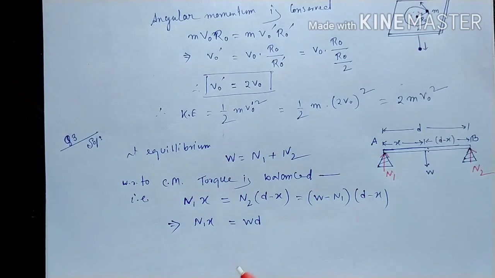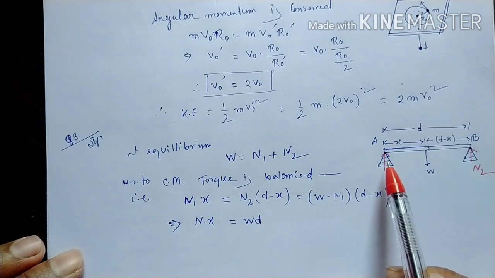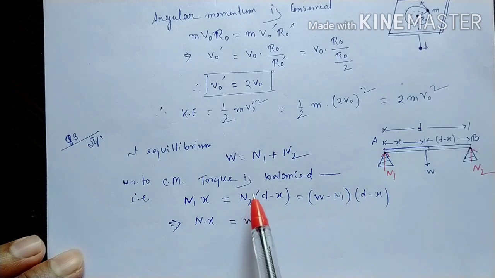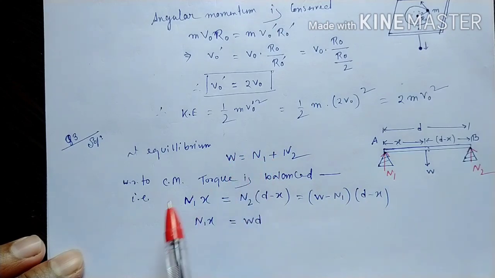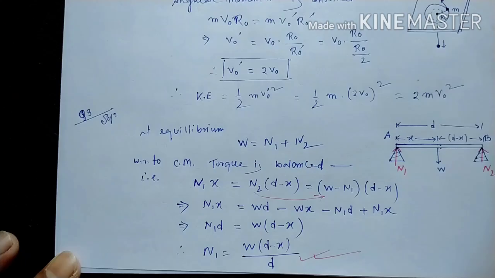Since we need to determine the value of N1, the vertical reaction on A, we are going to replace N2 with the help of W minus N1. So replacing N2 by W minus N1, now we are going to simplify it.